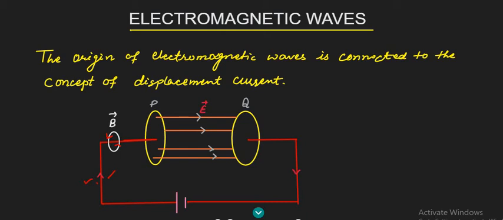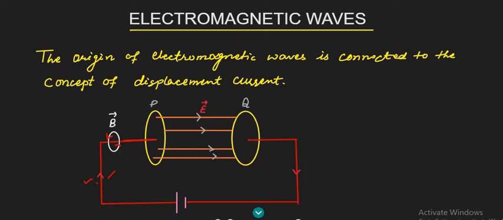Hello everyone, this is Electromagnetic Waves of Chapter 8, Class 12. The origin of electromagnetic waves is connected to the concept of displacement current. So, it's also important to study the displacement current.